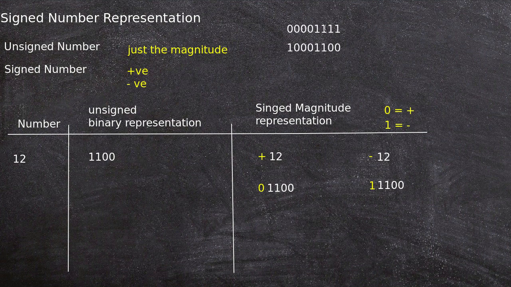Suppose we are given two numbers and we are told that these are signed numbers. By observing these numbers, we can say that this is a positive number, because the most significant bit here is 0 and the most significant bit represents the sign. And as this most significant bit is 1, this is a negative number. So in our next video we will discuss the signed complemented methods, that is 1's complement representation and 2's complement representation.